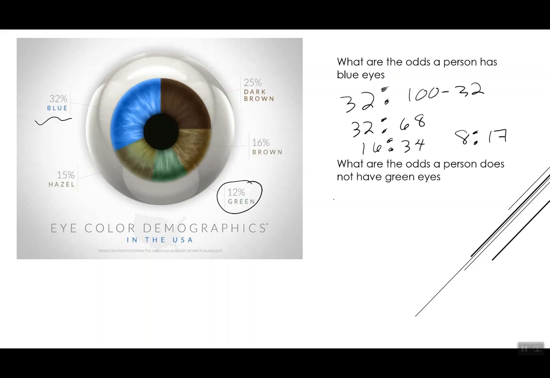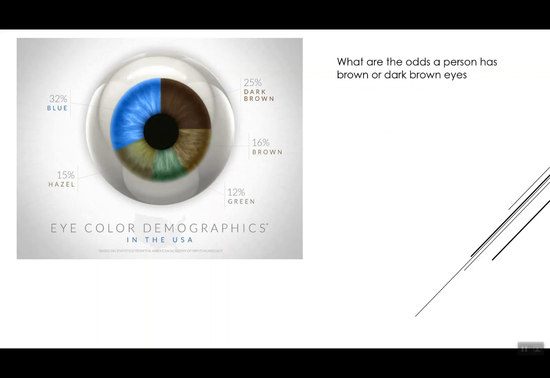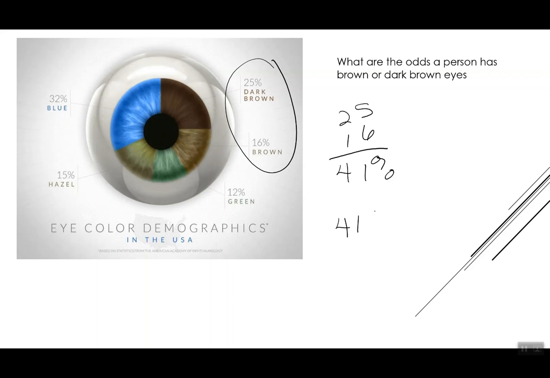What are the odds a person does not have green eyes? Green was 12%. So for not green, I do 100 minus 12, which is 88, to the green eyes, which is 12. Okay, 88 to 12, let's divide by 4 this time. So 4 would give me 22 to 3. What are the odds a person has brown or dark brown eyes? Brown or dark brown, I have 25 plus 16, that gives me 41%. So 41, and then I compare it to 100 minus 41, which is 59.